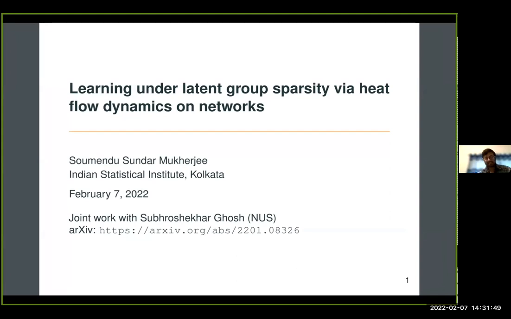Okay, thanks a lot for the invitation and the introduction. So this is a joint work with Subhroshekhar Ghosh at Anyways, who is in the audience.